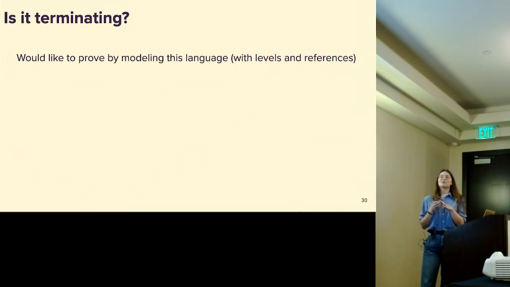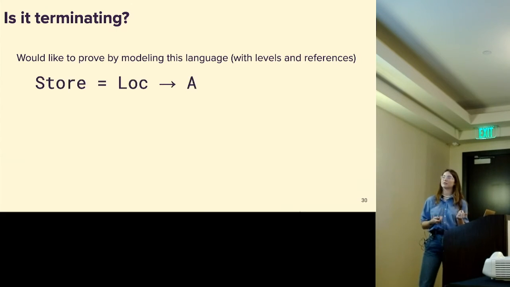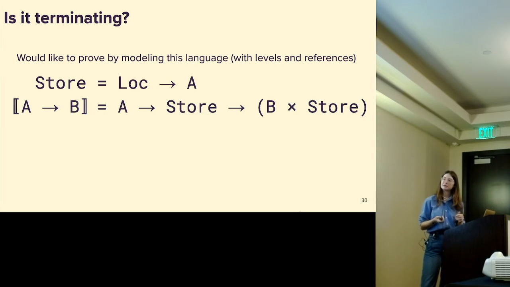We'd like to prove that this language is terminating by modeling it in a different language. In particular, it's going to be a language with a store. This store is going to represent those mutable references. It's going to be mapping the locations to their values and update them as they change. Typically when we model languages with references, we end up modeling function types as store passing functions.